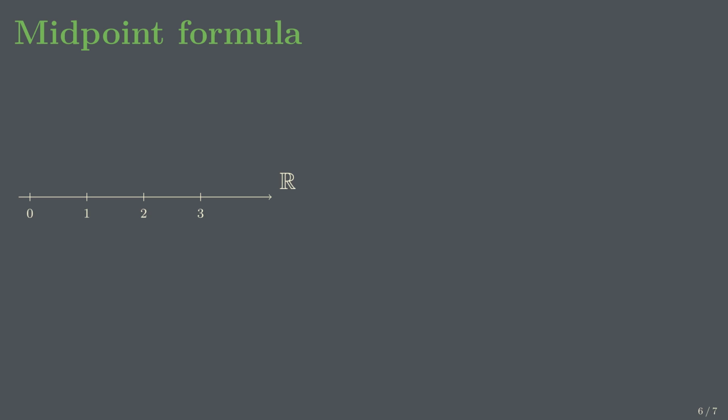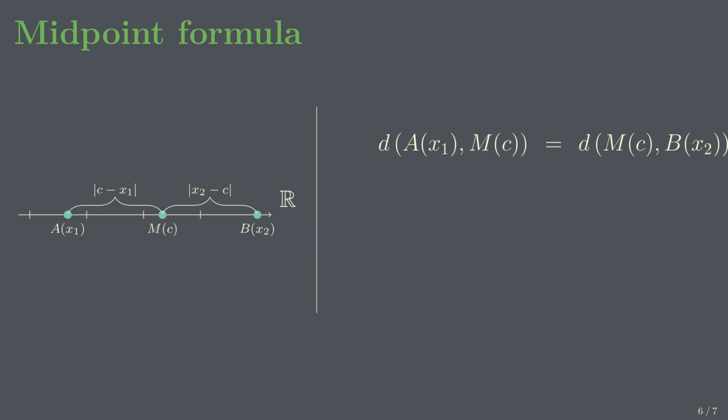Now we come to the midpoint formula. As before, we will first take the simple case of points on the real line. So if we have 2 points A and B with coordinates x1 and x2, now we want to find a point M with coordinate C, which is a midpoint of AB. Then the meaning of midpoint is that the distance from A to M and the distance from M to B should be the same, right?